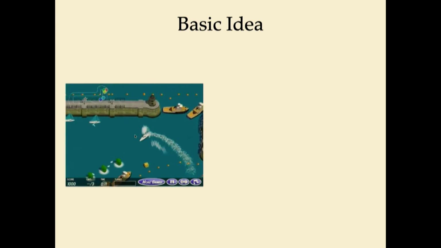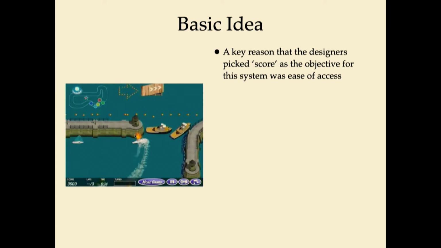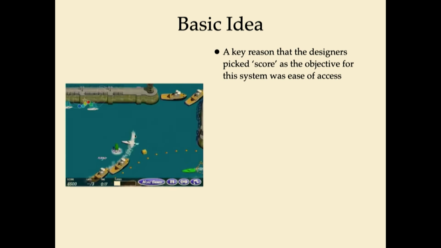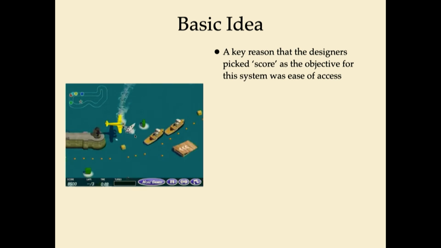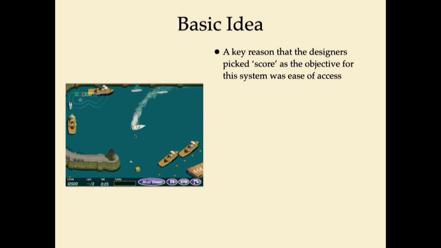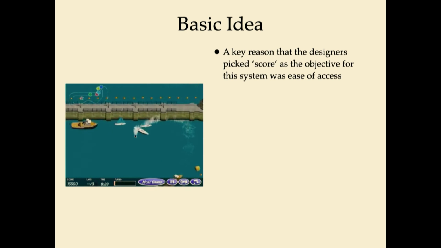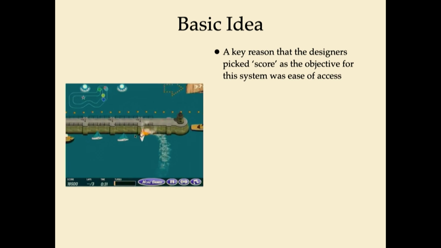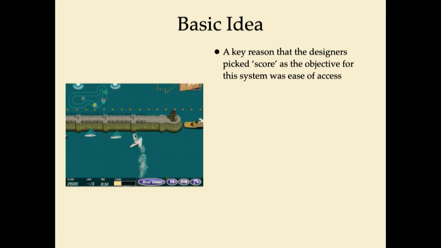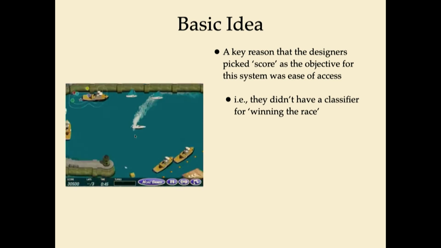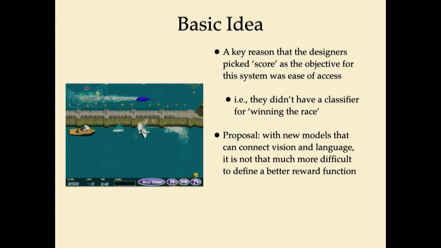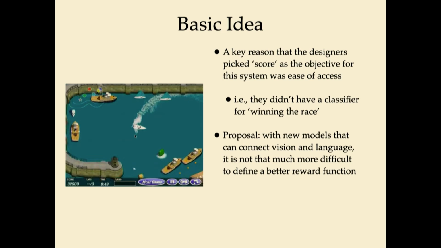But why did they use the wrong reward function? One of the main reasons was that it was an easy reward function to specify. If you only have access to these images, and you want to specify a goal of winning the race, designing and building a classifier to determine whether or not you are actually winning the race is a challenging thing, or at least was challenging to do in 2017, I think, when this example popped up. On the other hand, cropping that bottom corner and OCRing it is quite easy. So they didn't have a good classifier for winning the race. But what's different now? Well, with new models that can connect vision and language, it's not that much more difficult to define a much better reward function.